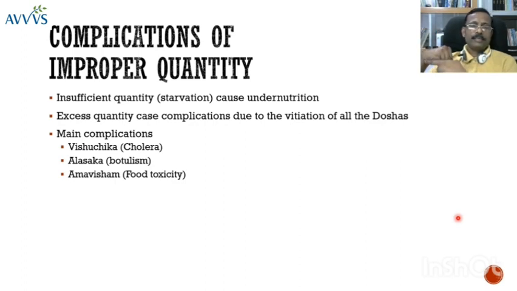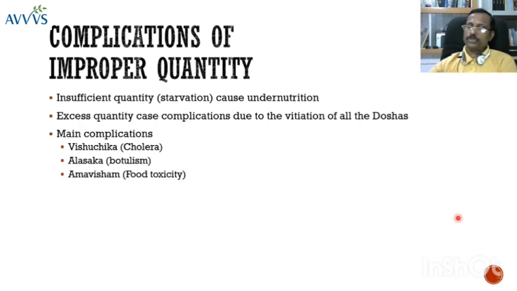Complications of improper quantity are explained in this chapter. Insufficient quantity, starvation, causes undernutrition, and excess quantity causes complications due to vitiation of all doshas. So atimatra aharam, or excessive quantity, leads to vitiation of all doshas in the body, and some main complications were also enlisted there. One is Vishuchika. By symptoms it resembles, it is comparable with cholera. And Alasaga is another term which is almost botulism, and Amavisham is food toxicity.